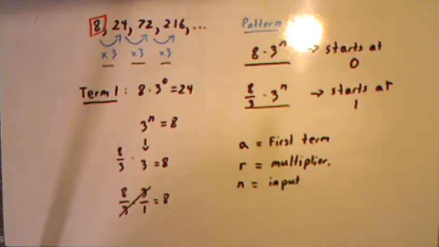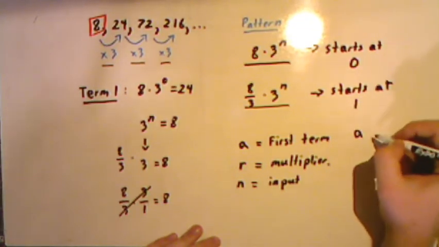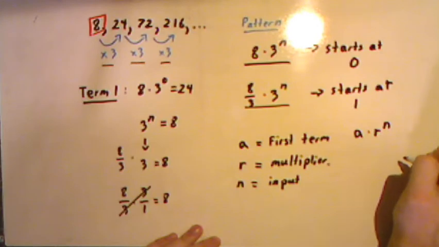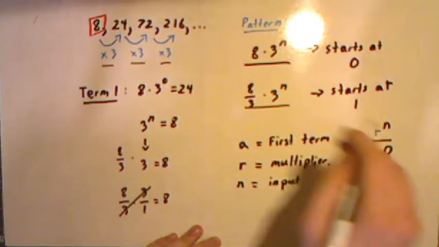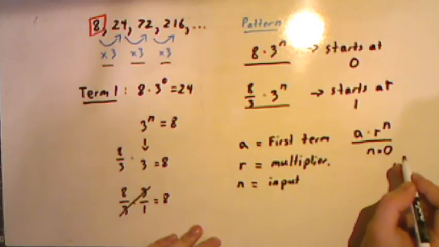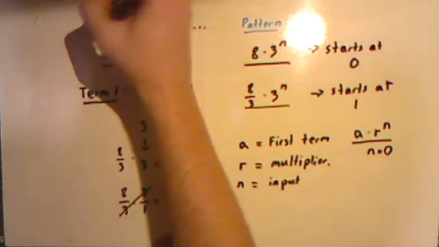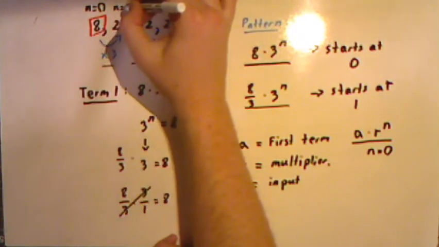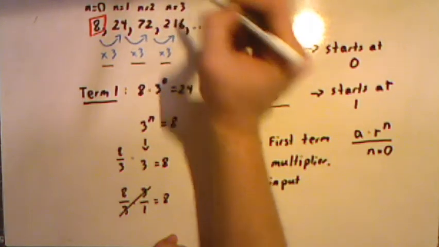So this is the basis of what I want us to make sure we understand here, that of course there are always multiple ways we could write a formula. In this case we could write the formula starting at 0 as just a times r to the n, where n starts at 0. And that will give us our first term, second term, third term, as we keep incrementing n. So at n equals 0, we would have 8. At n equals 1, we would have 24, and so on and so forth.